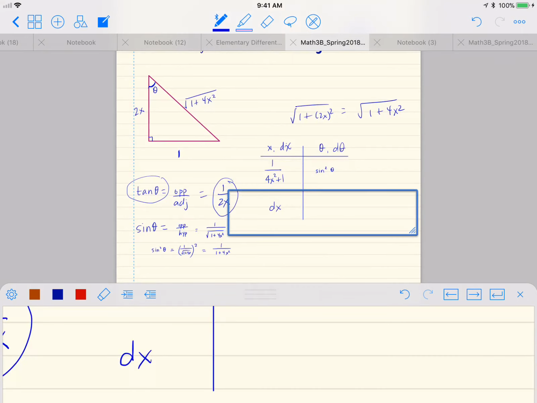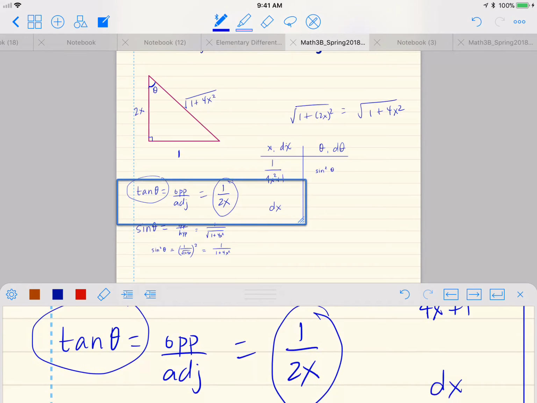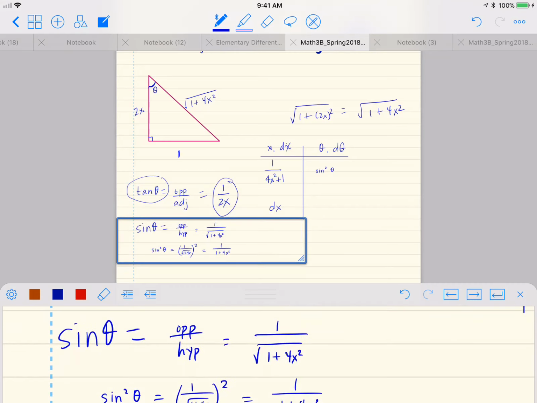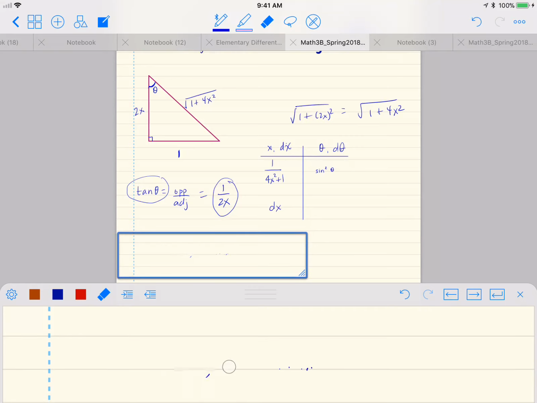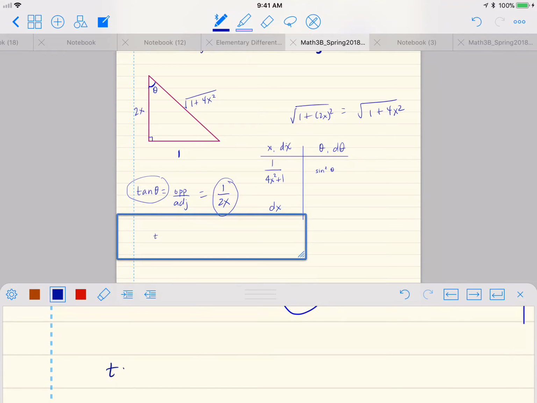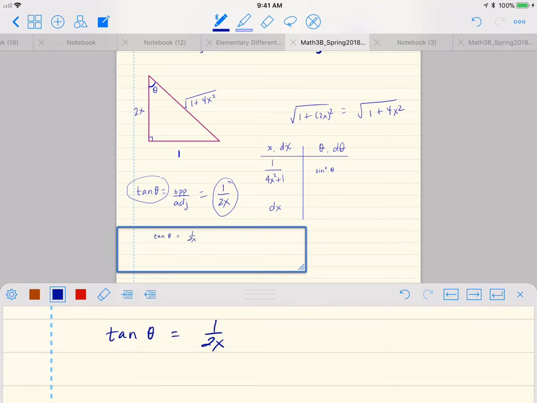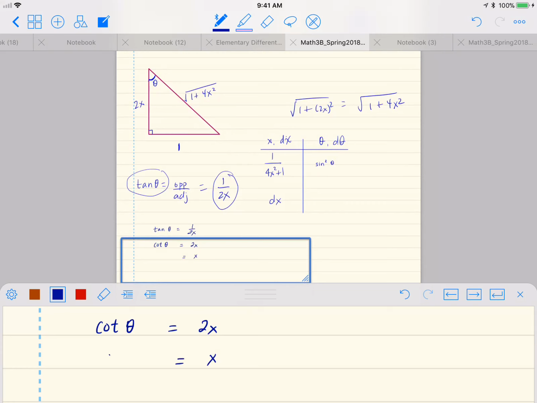Okay, now what about the dx? For the dx, I actually am going to go back to this relationship here. Because if tangent of theta is 1 over 2x, then I can just solve that for x and then just take the differentials. Okay? So since tangent of theta is 1 over 2x, that means 2x is cotangent of theta, right? Which means x is cotangent of theta divided by 2.